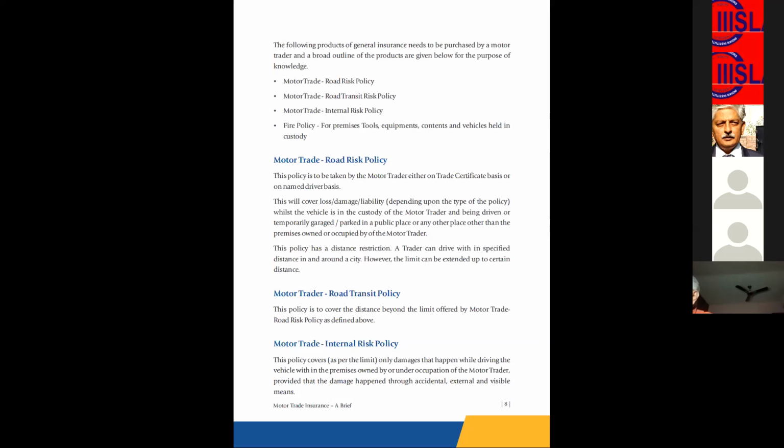So once again, I say road risk policy, motor trade insurance, covers driving risk outside the premises of a motor trader. Motor trade internal risk policy covers driving risk inside the premises of a motor dealer.